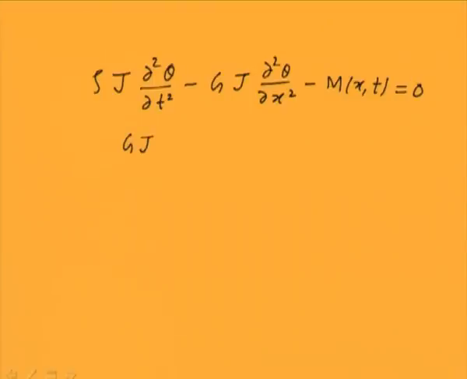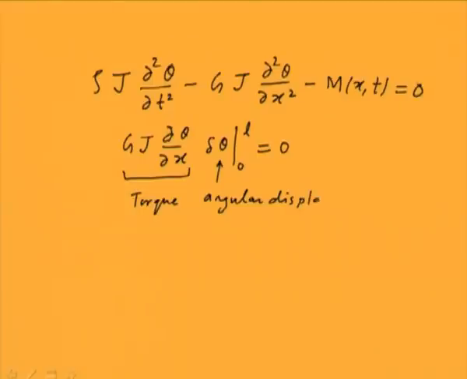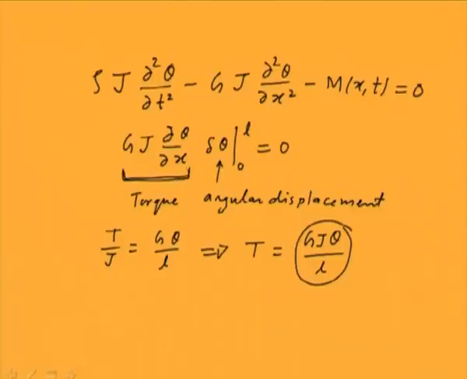Apart from this, boundary conditions are there, that is, at the ends of the shaft. In this you can see this particular quantity is nothing but torque, and this is the angular displacement. Through the strength of materials formula, we know that T by J is equal to G theta by L. So you can see that T is equal to G J theta by L. This is identical to this particular term, and that is why we are calling this a torque. Now we will be solving this partial differential equation with the help of finite element method.